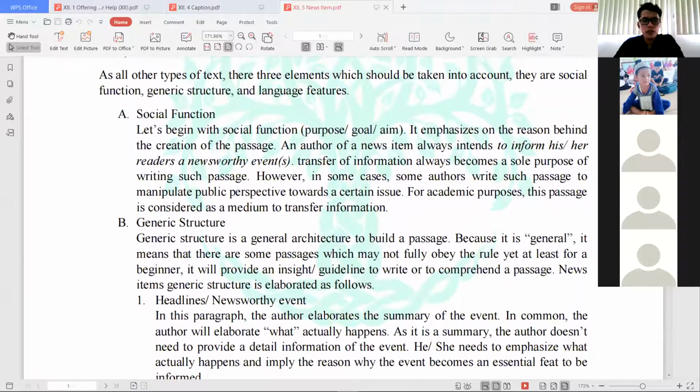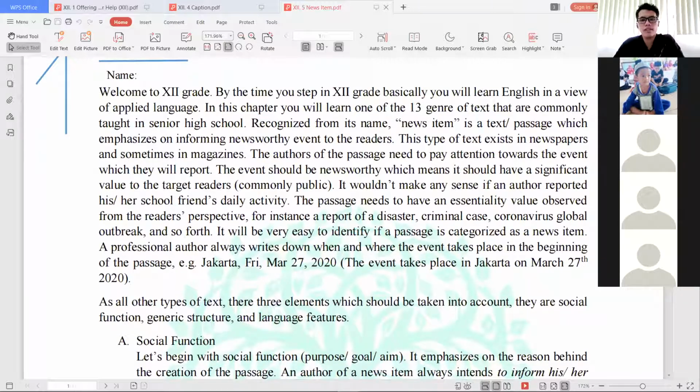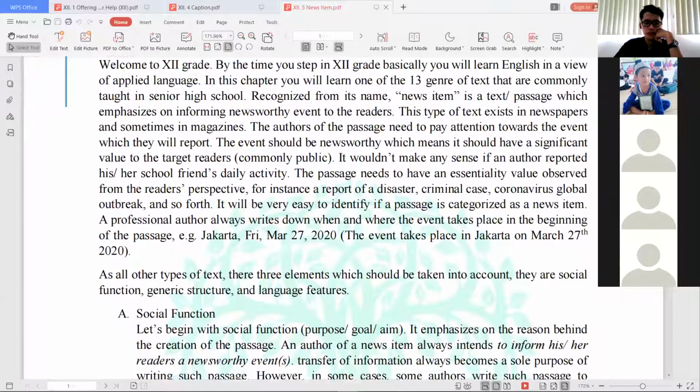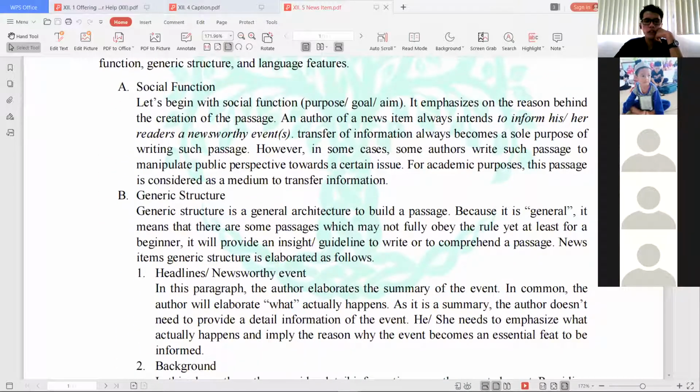Before going to those components, news item is like news. It's definitely news that you can see in the newspaper and on the internet: BBC, The Guardian, CNN, the Jakarta Post, Detik.com, and so on. That is news. The social function of news item is of course to give information, to inform. It emphasizes the reason behind the creation of the passage, and news item intends to inform its readers of a newsworthy event.